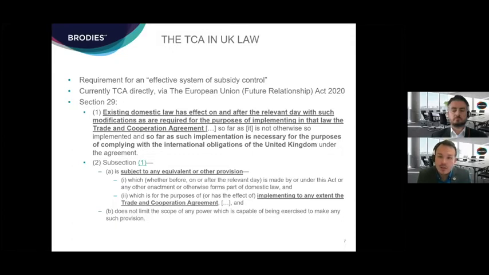UK's obligations under that. Now that section, subsection 2 there, is subject to the ability of the UK to replace that with a more specific regime than the TCA, and that is exactly what the Subsidy Control Bill intends to do. So the Subsidy Control Bill is there effectively to implement the UK's obligations under the TCA in a more specific UK bespoke way, and will therefore replace this, but this remains the law pending that.